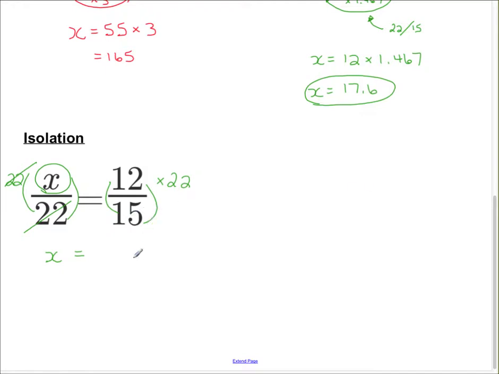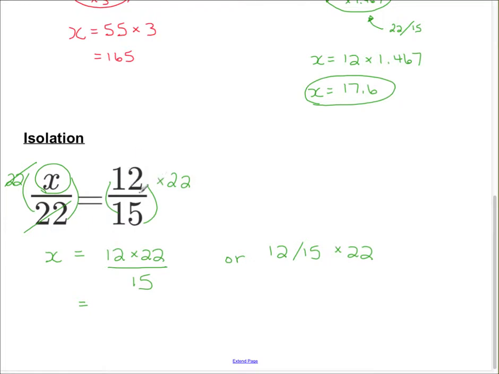Well, there's two ways. You can either do 12 times 22, get your answer, and then divide by 15. Or you can go 12 divided by 15, get your answer, and then times it by 22. Doesn't really matter one way or the other. Let's pull up my calculator. I usually like the first way.